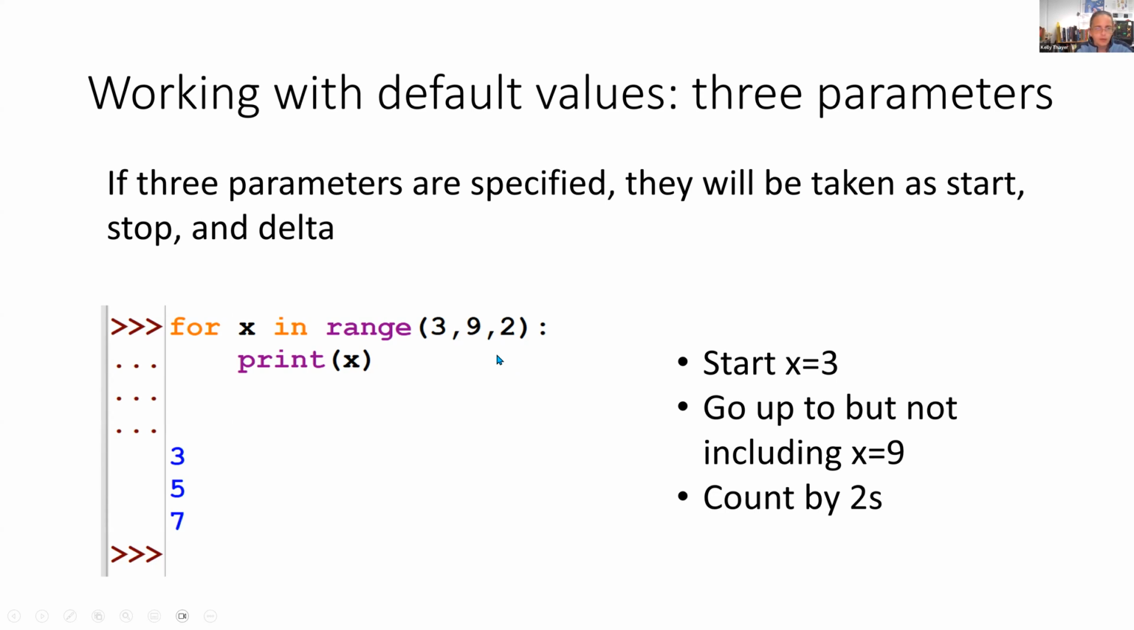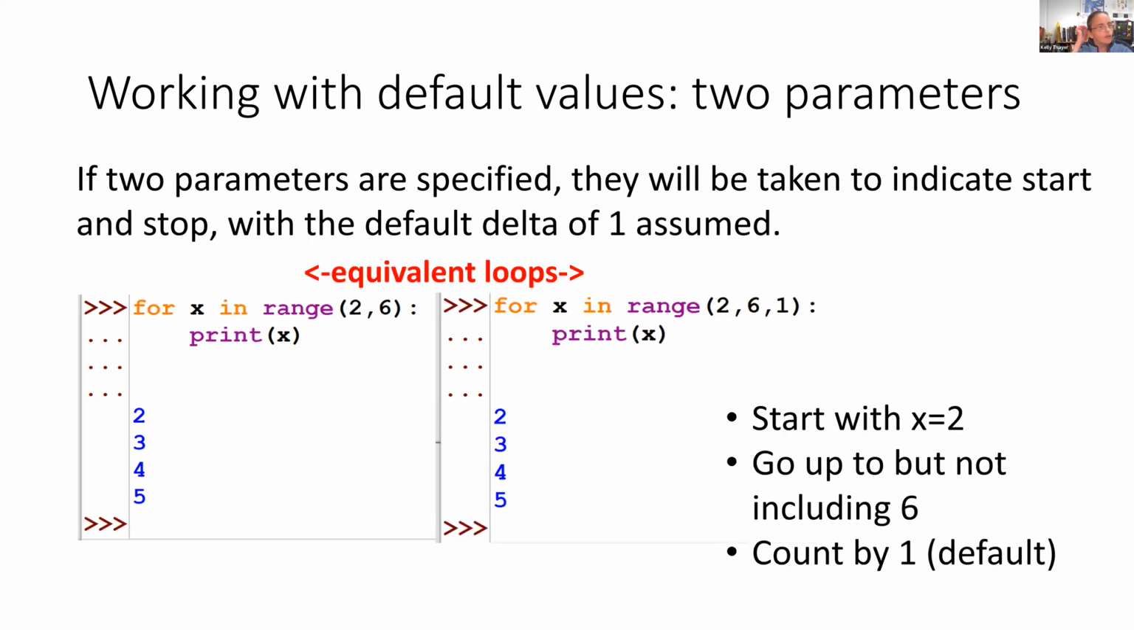And we have now gotten to 9, but 9 is equal to 9. And using range, it goes up to, but not including that value. So we now stop and the loop terminates, and that is the end. So that's how that would work when you specify all 3.